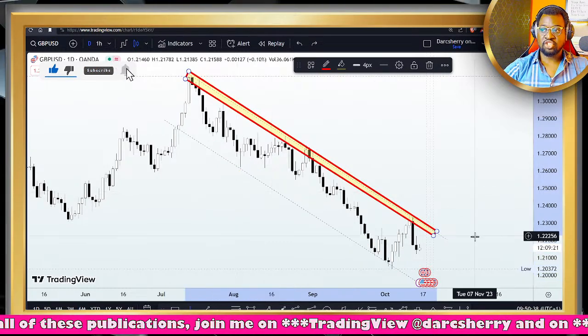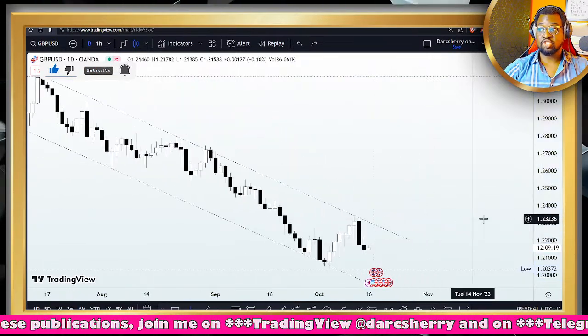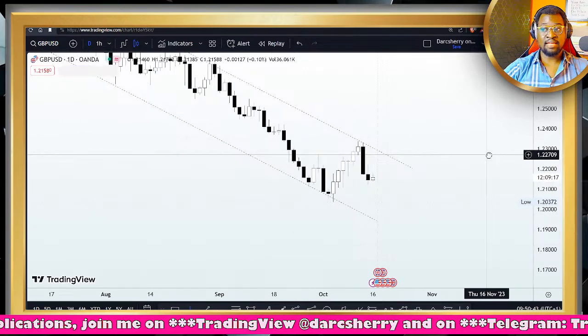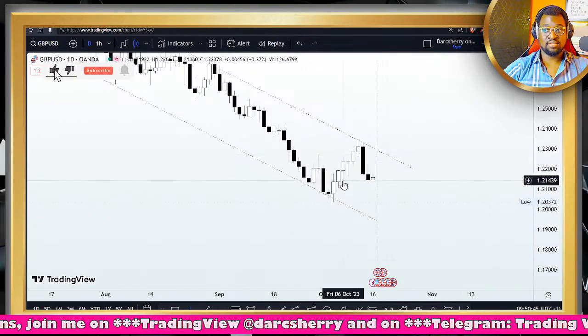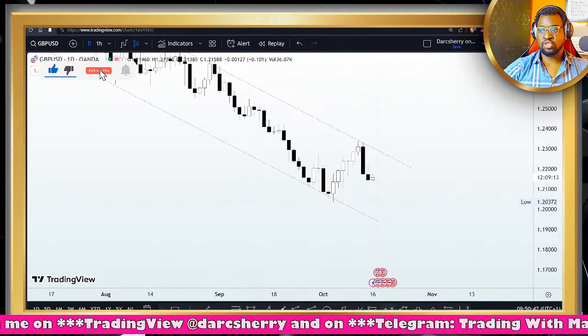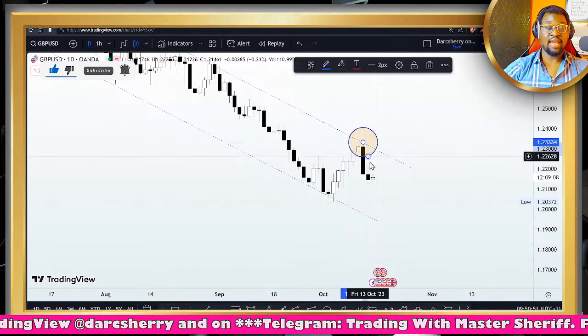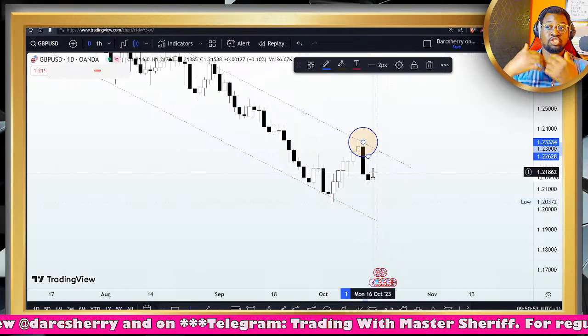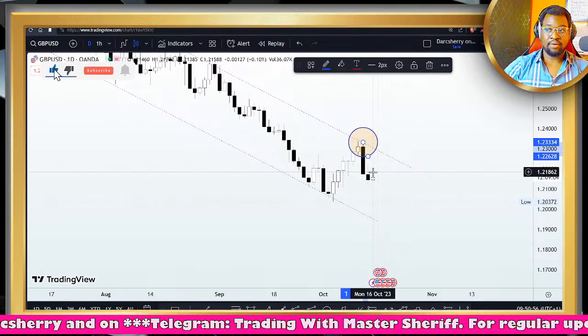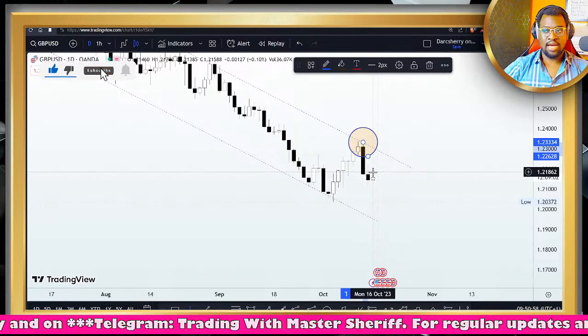Now, something interesting happened last week, as you will see. Despite the strong bullish momentum that started a couple of weeks ago, as soon as price got into the resistance line of that descending channel, we saw an engulfing bearish candle push price to the downside.